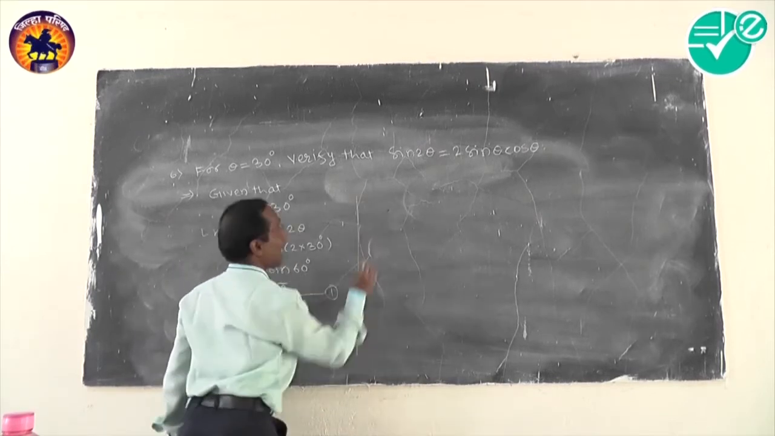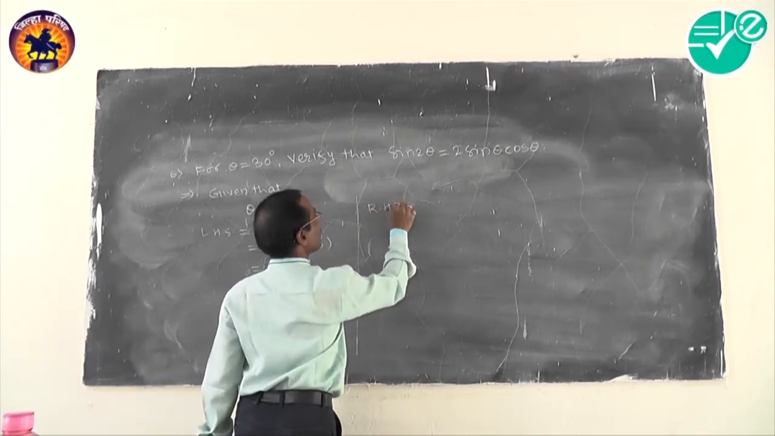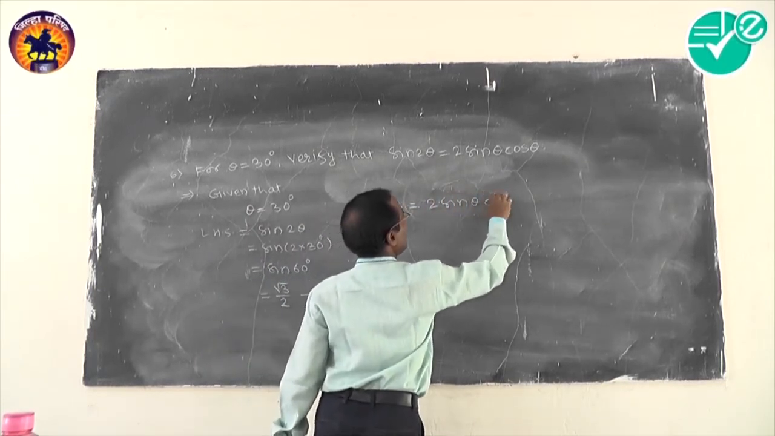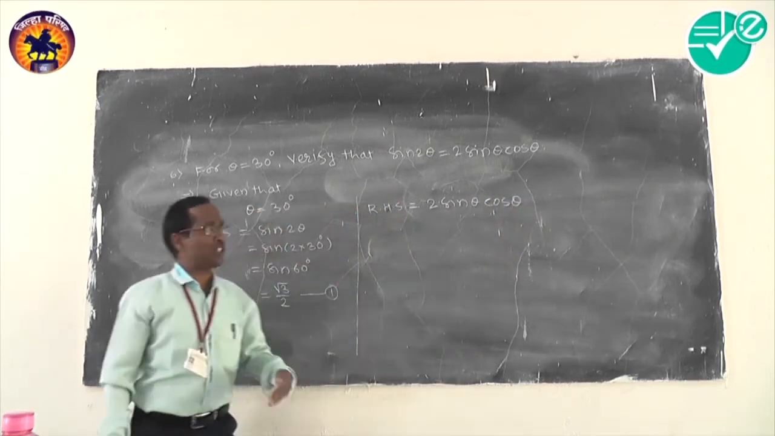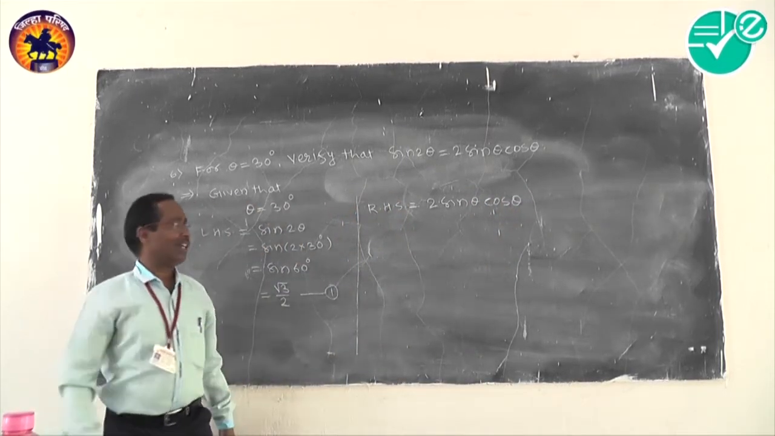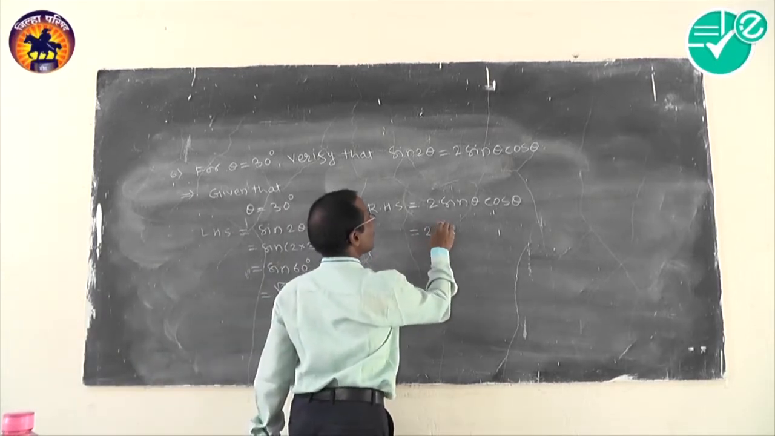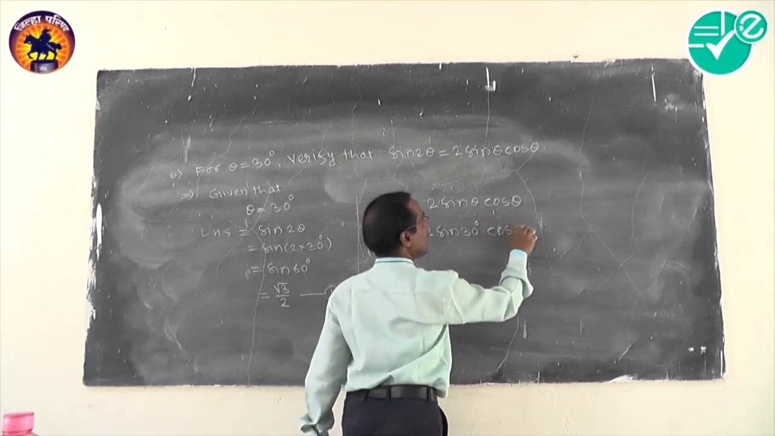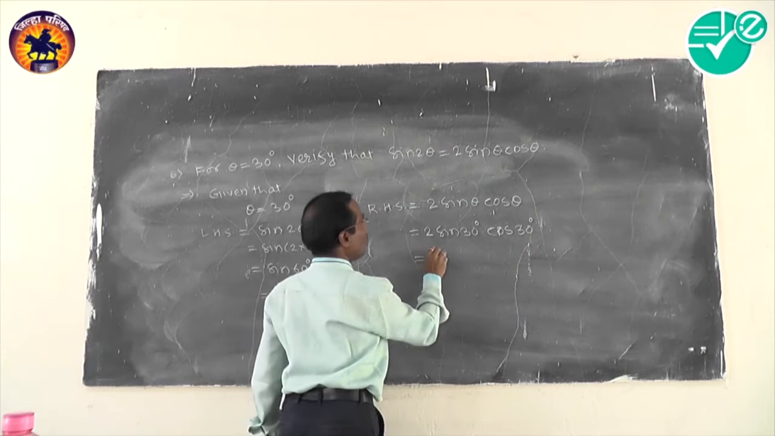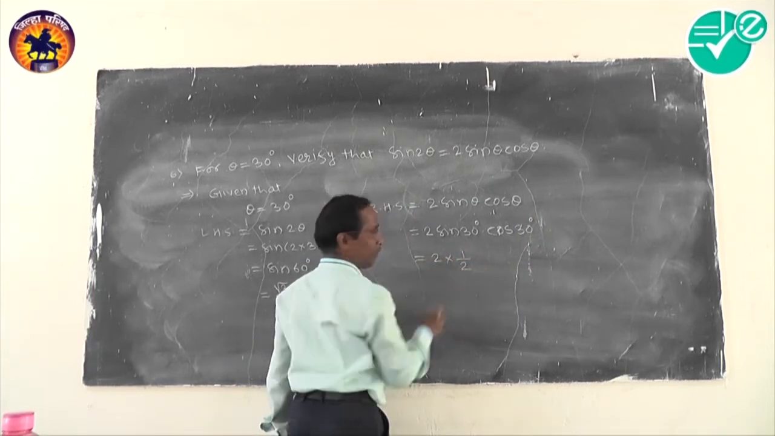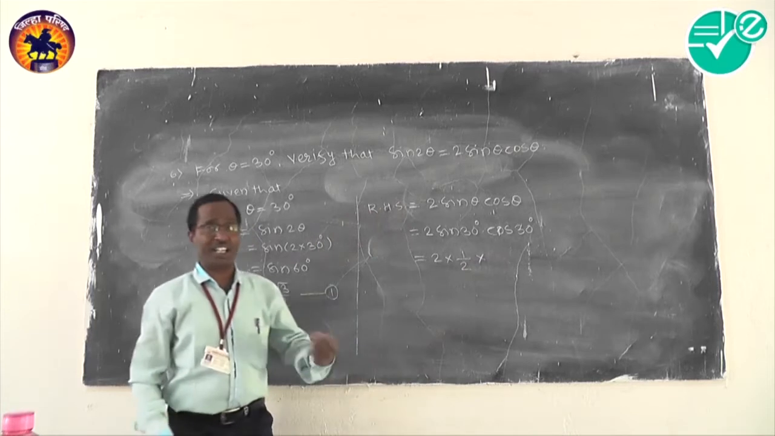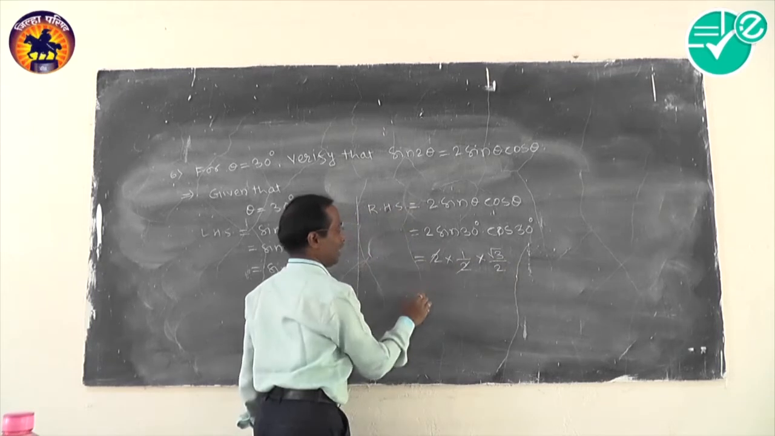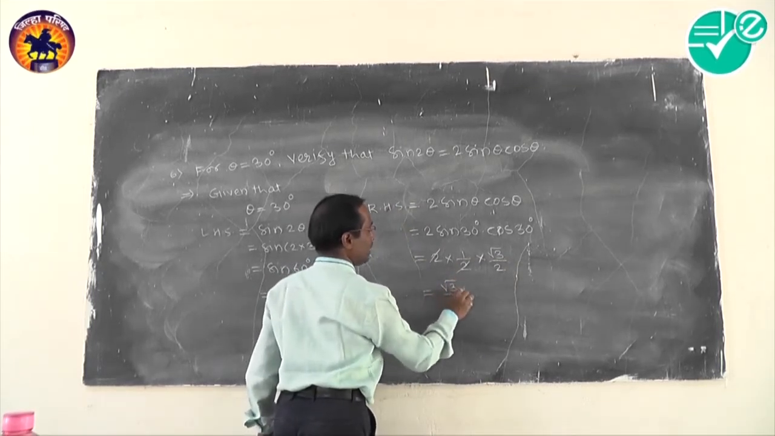Now we are going to take RHS. 2 sin theta into cos theta. In RHS, we are going to substitute the value of theta as 30 degrees. So 2 sin 30 degrees into cos 30 degrees. So we get 2 into sin 30 degrees, 1 by 2, and the value of cos 30 degrees is root 3 by 2. So 2 will get cancelled. We get root 3 by 2.